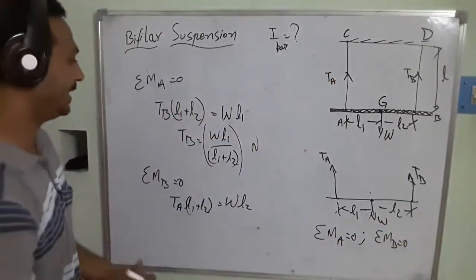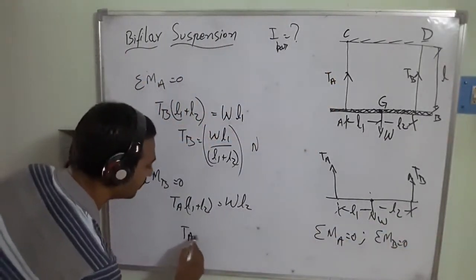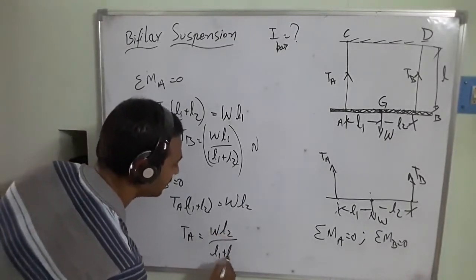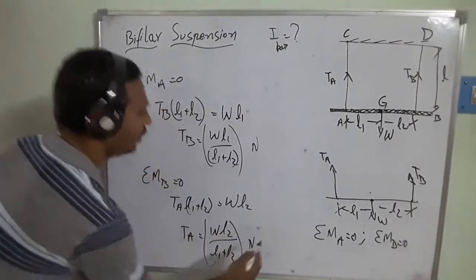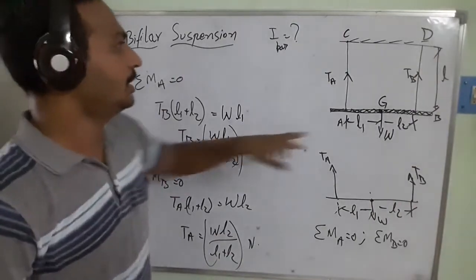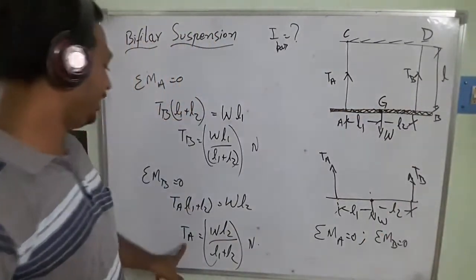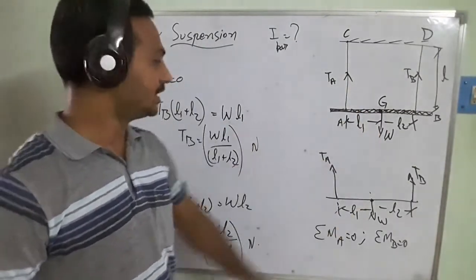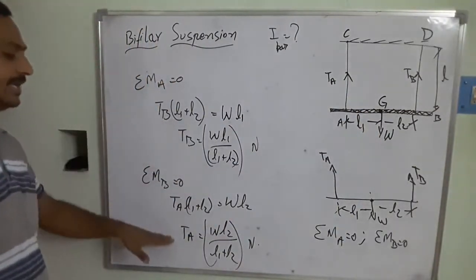So I am going to take TA is equal to, what is the formula? That's going to be W L2 by L1 plus L2. This is the magnitude, we got the tension. TB is the tension, and TA, this is the magnitude, exists here because of the self weight of the system. This way we can calculate TB as well as TA.